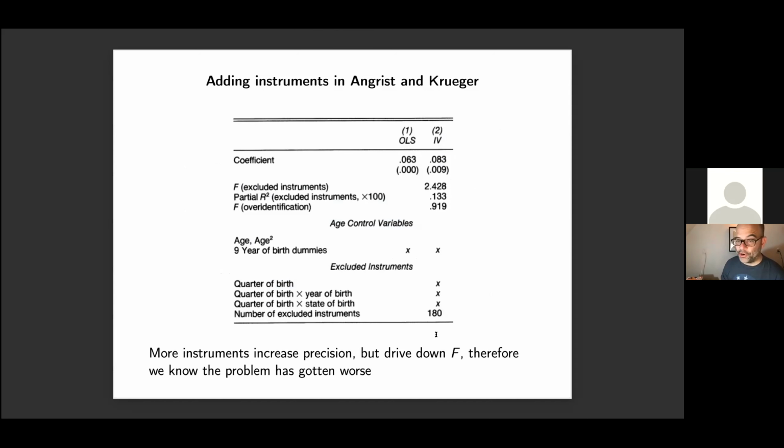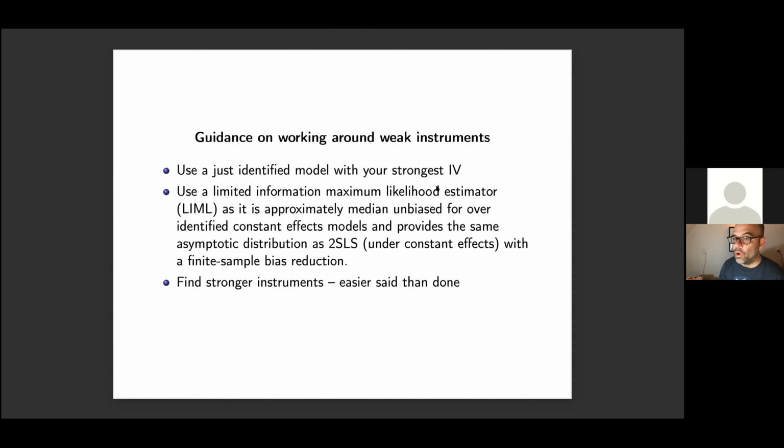Then they put in 180, and they do have this very precise estimate, but the bias, putting aside the standard errors, the bias of this right here is equal to the bias of this one as this F statistic goes down. So what do we do? This kind of gets back at least to how I was interpreting Angelica's question. What exactly is the practical guidance? So this is the practical guidance.